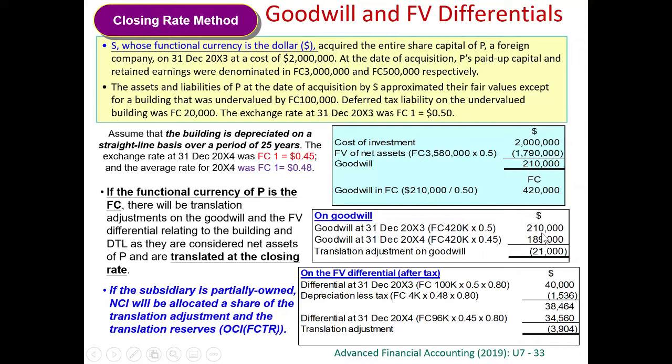This is the situation at the day of acquisition. One year after, it should be translated at the closing rate. The question says that the exchange rate on 31st of December 2004 is 1 FC equals $0.45, and therefore the closing rate is 0.45. Multiplied with 420,000 FC, this means 189,000. In other words, goodwill should be $189,000.